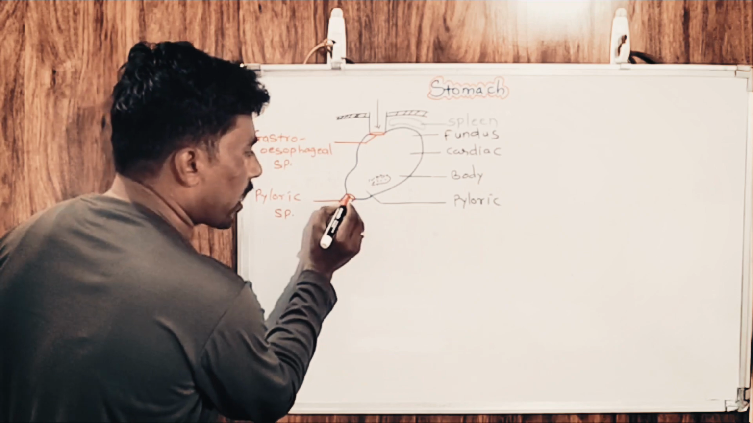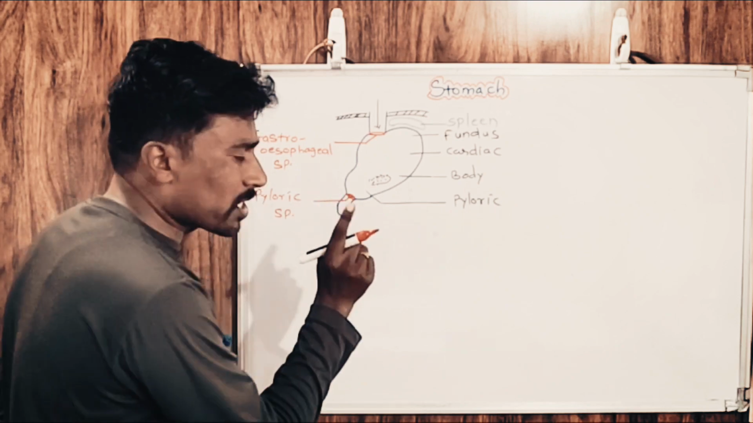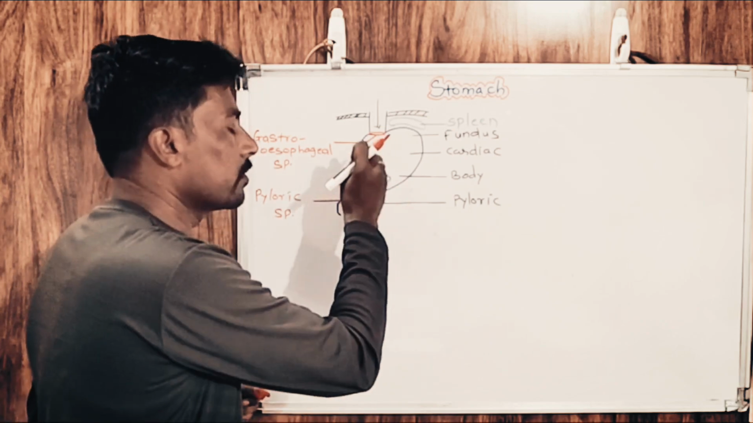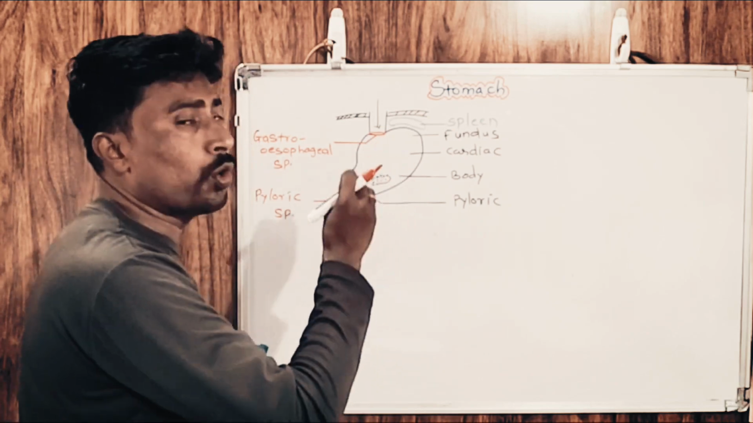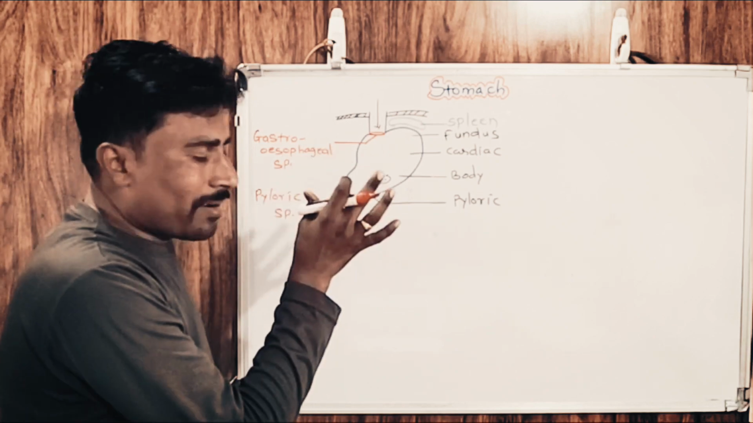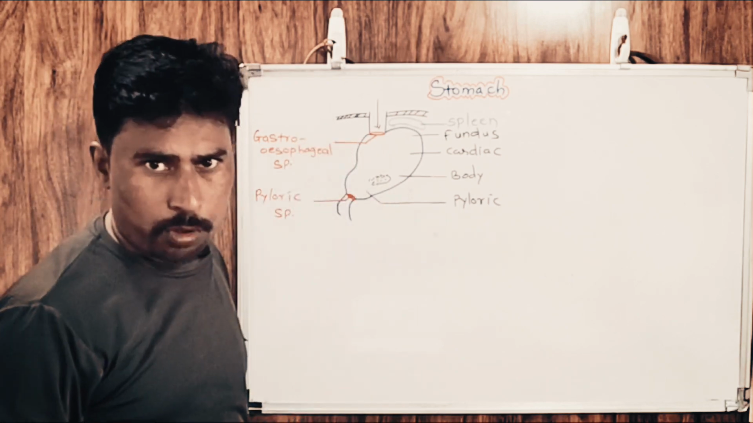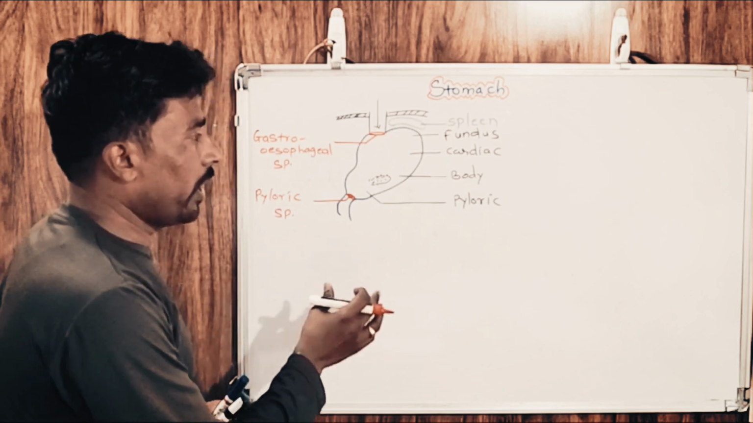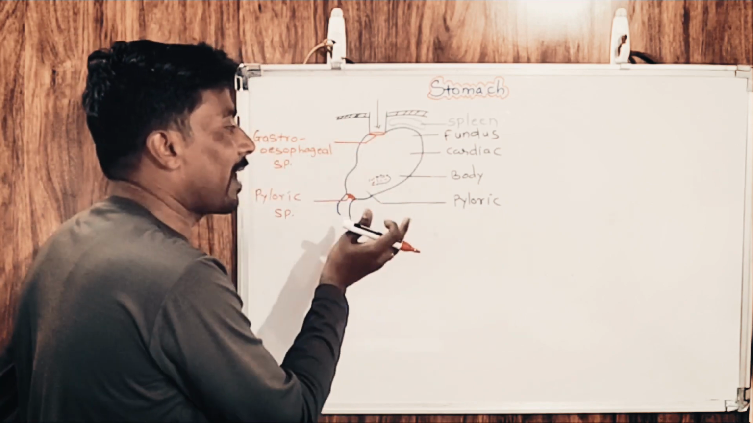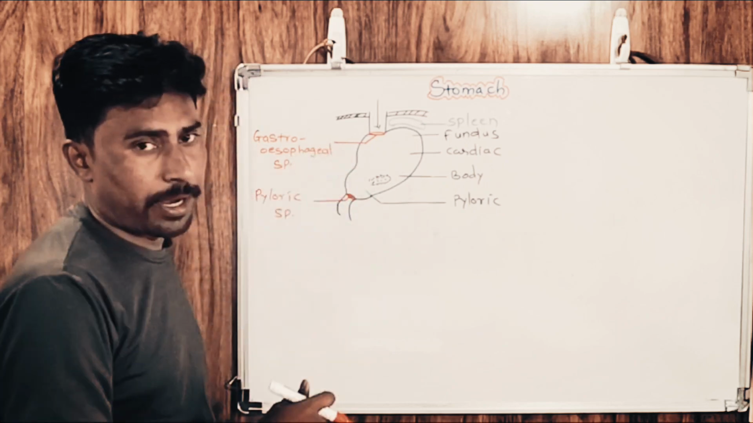Because this pyloric sphincter is closed whenever you receive food. By that time the food keeps on digesting there. Before understanding the digestion of the food material in the stomach, we have now covered the anatomy of the stomach. Now we will understand the histology of the stomach.